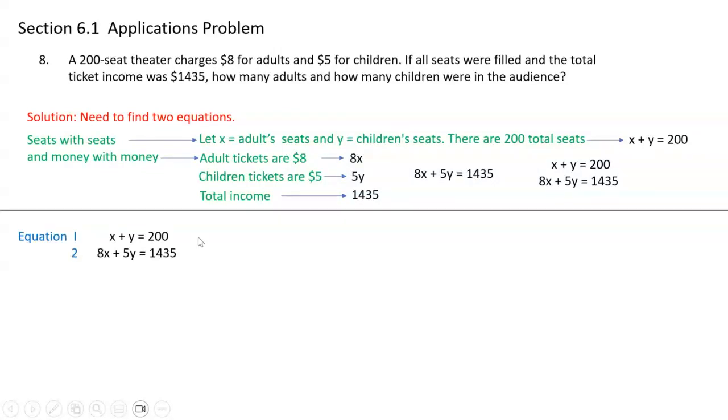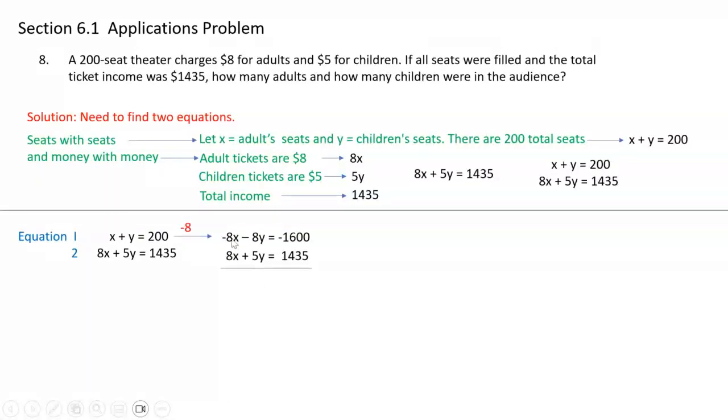So here, guys, I have equations 1 and 2, correct. I want to get rid of the x's or eliminate the x's. So I'm going to multiply equation 1 by -8. After I distribute the -8, it's going to give us -8x minus 8y equals -1600. So equation number 2, we just slide it over.